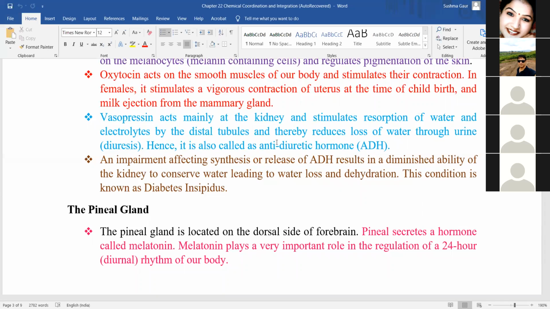In that chapter the percentage was given, that of all the filtrate of the kidney, a small portion, I think 1%, is released in the form of urine and the rest of the portion of the filtrate is reabsorbed at the distal tubules. Does anyone remember?